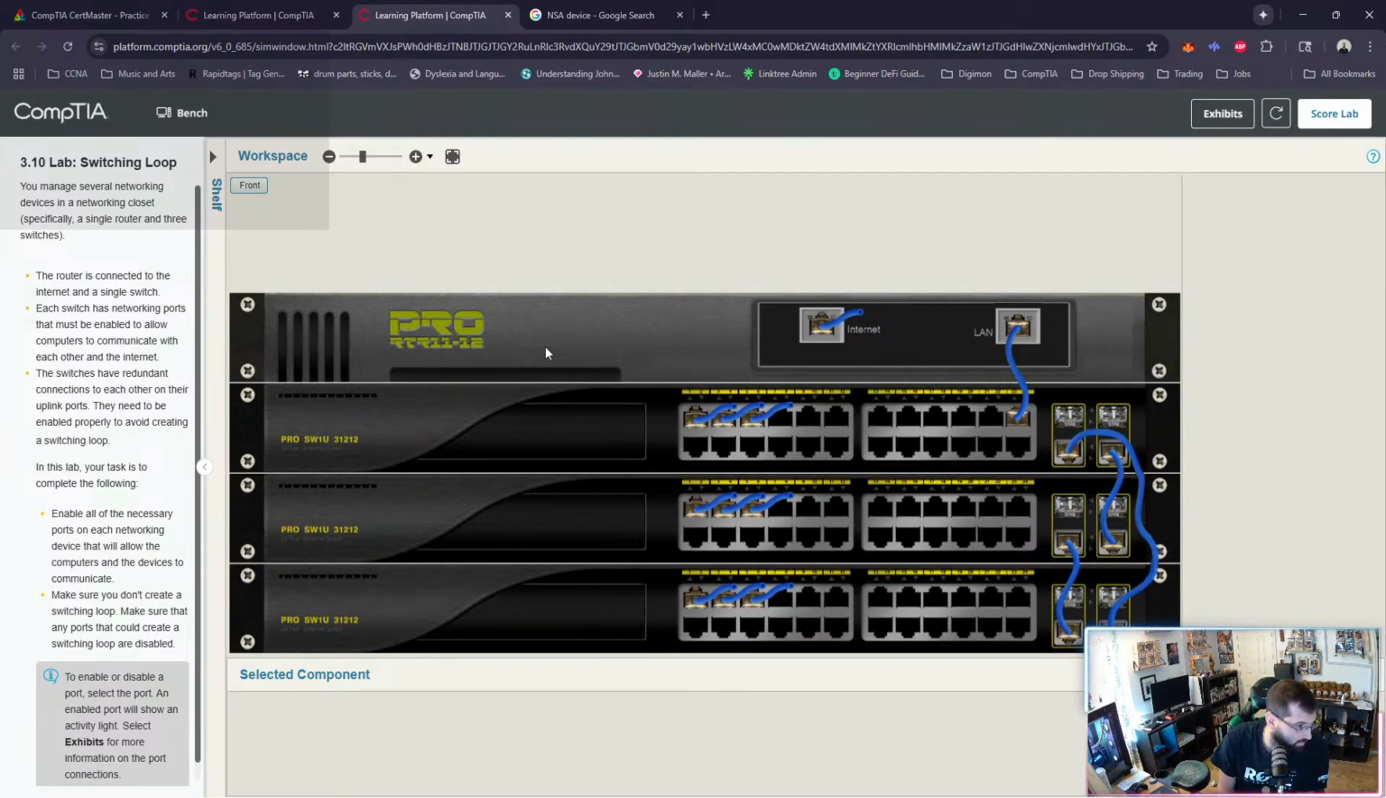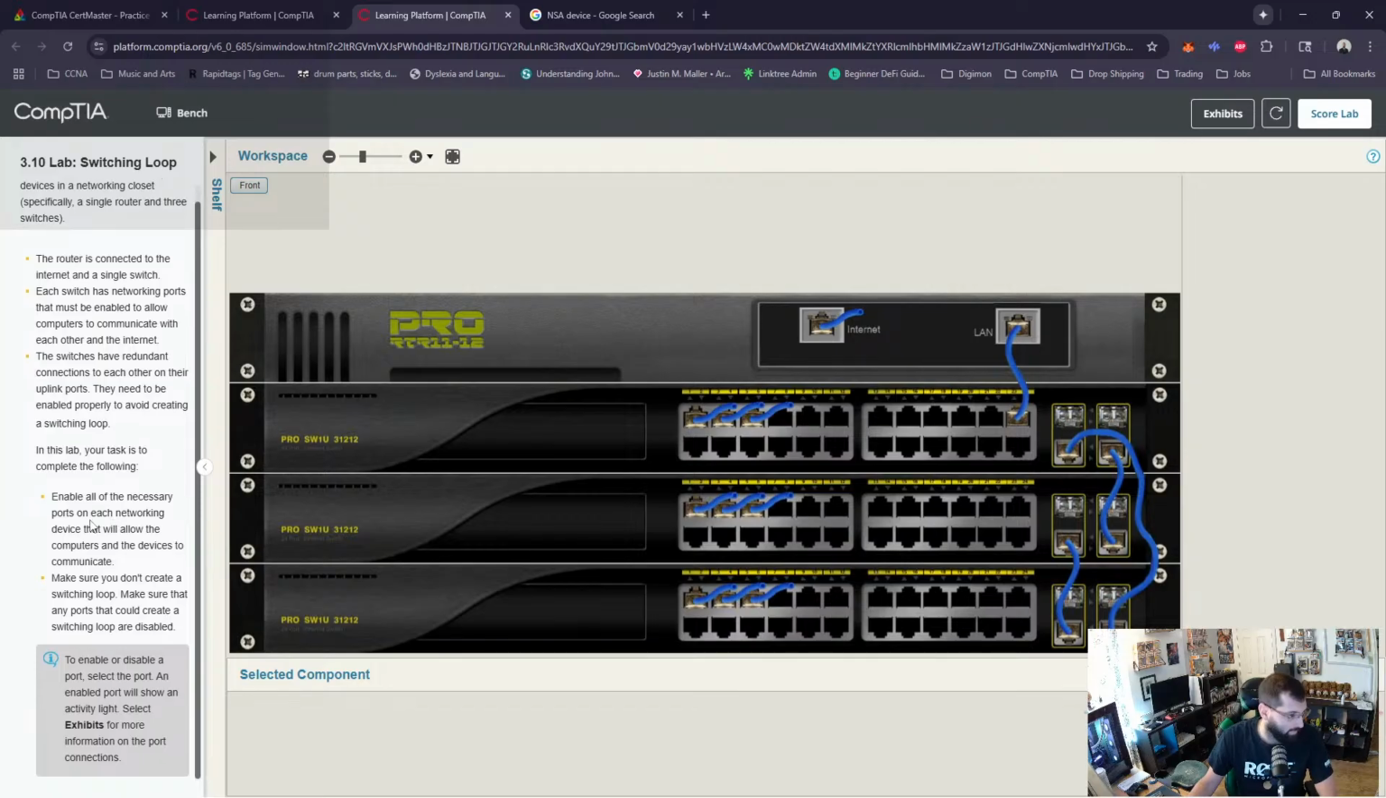Okay. In this lab, your task is to complete the following: enable all of the necessary ports on each networking device that will allow the computers and the devices to communicate. So we need to enable all the necessary ports. Make sure you don't create a switch looping. Make sure that any ports that could create a switching loop are disabled. To enable or disable a port, select the port and enable port will show an active light. Select exhibit. Okay.